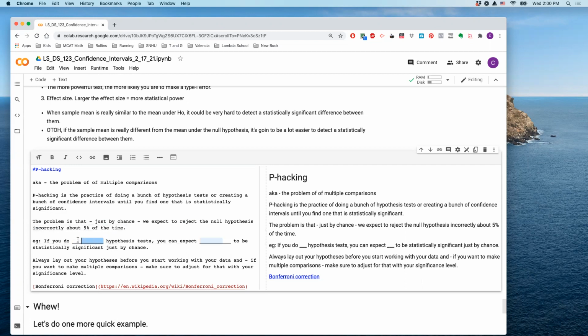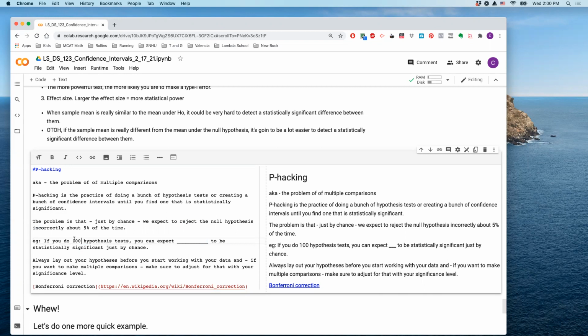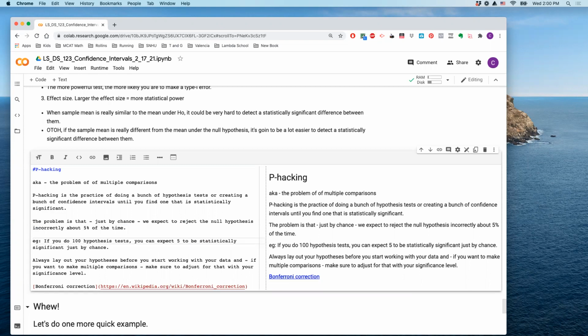So for example, if you were really motivated to find a statistically significant result, if you did 100 hypothesis tests, you could expect 5 of them to be statistically significant just by chance. Or if you did 20, you would expect 1 to be significant just by chance.